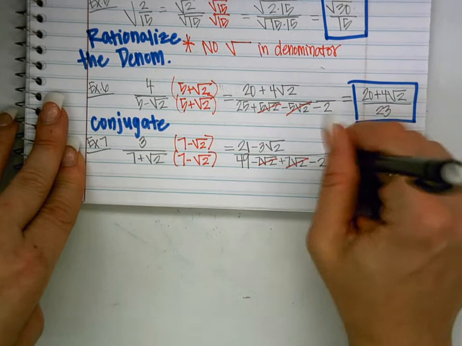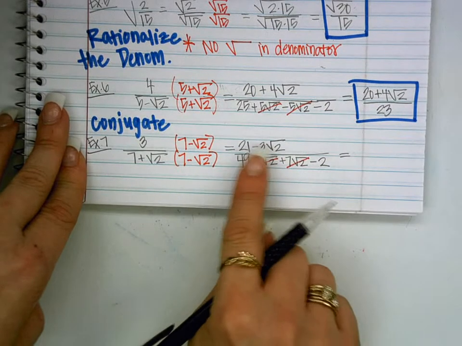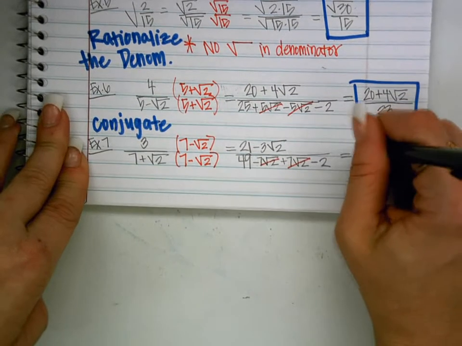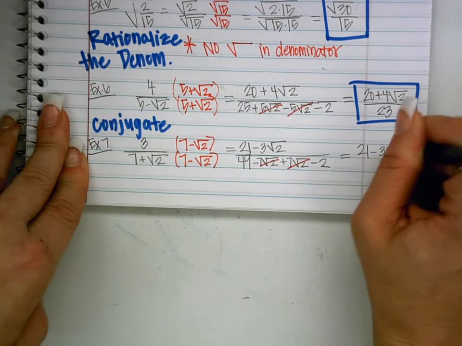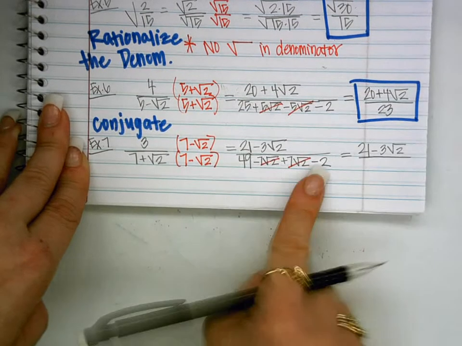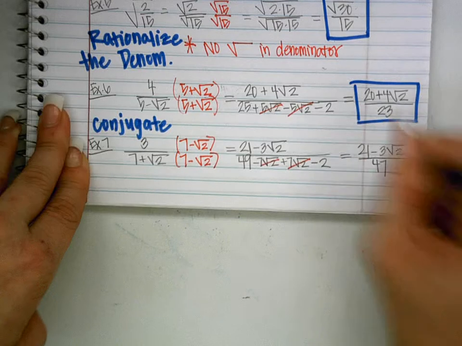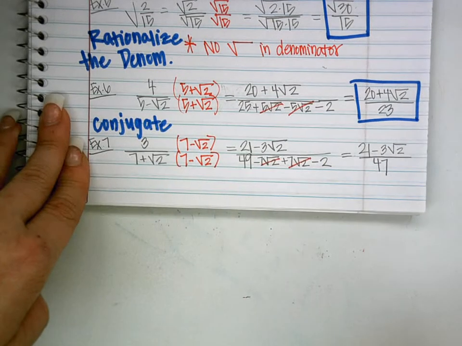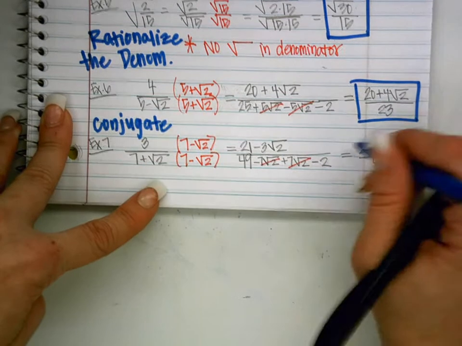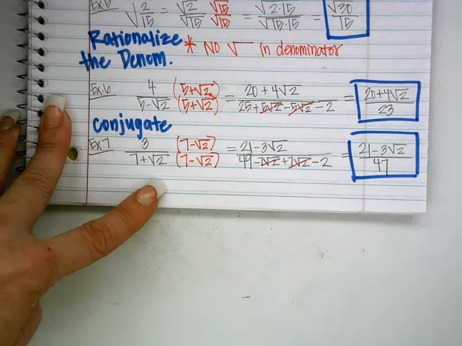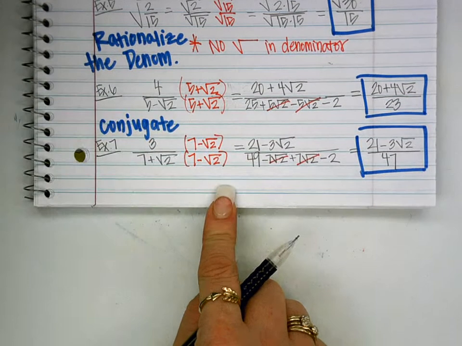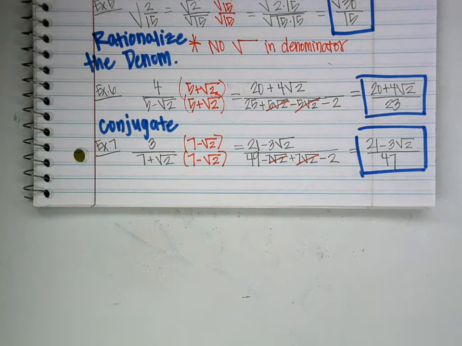Then just combine anything if you can on the top. These are not like terms. They stay separate. So 21 minus 3 root 2 over 49 minus 2 is 47. And can any of this reduce? Nope. That's your answer. That's called multiplying by the conjugate. The conjugate eliminates a radical in the denominator. Questions so far?